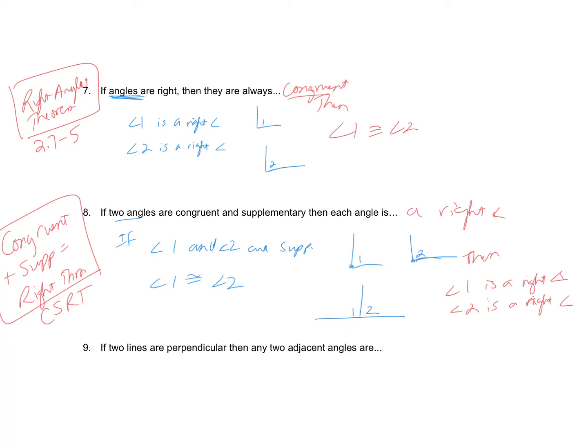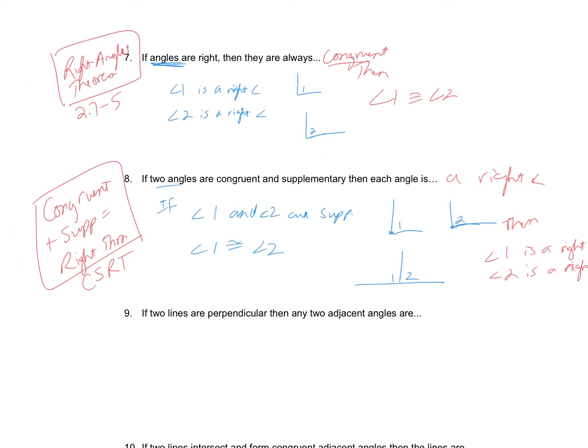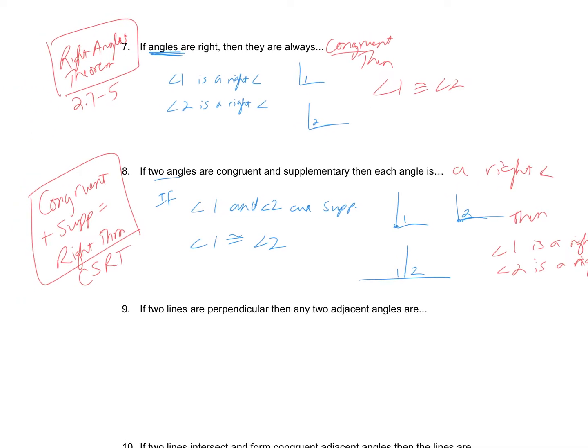Okay, you guys pretty much understand how this works now. So we're looking at our theorem page here, and we're going to try to finish up the last couple. So in case we didn't get names and numbers, theorem 7 and 8. 8, I call the congruent plus supplementary equals right theorem. Kind of an awkward name, but we're kind of summarizing what it is.